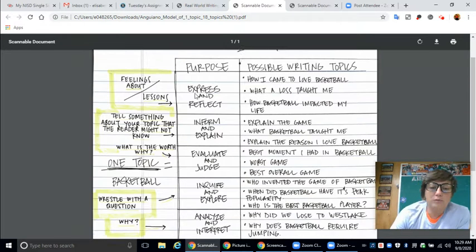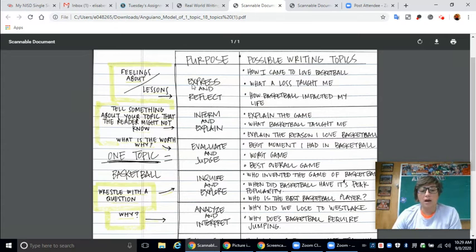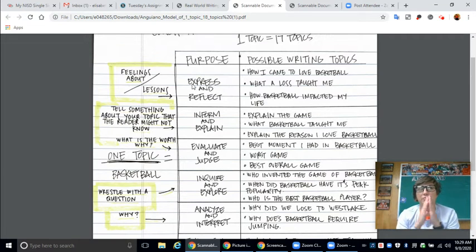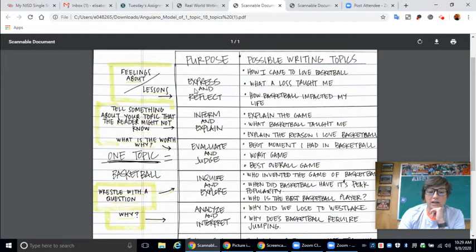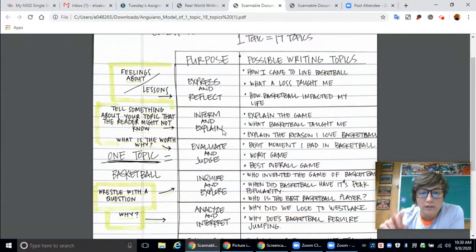So when we say one topic equals 18 topics, you're going to start with a very broad topic. My very broad topic is basketball. If you see here, all the 6 purposes I've put out here, and then I have 3 bullet points for each purpose. For this particular assignment, I'm only asking you to have 2, so yours will be one topic equals 12 topics, okay?